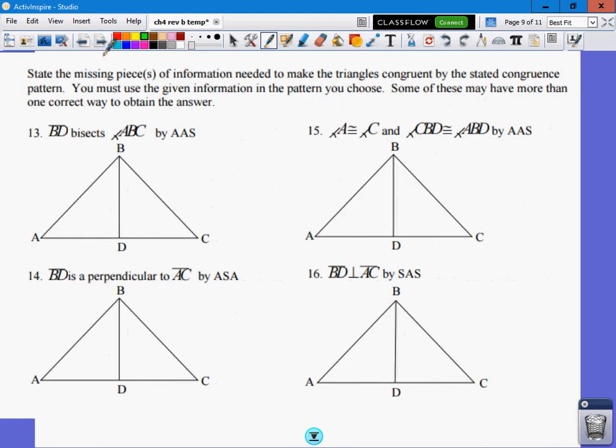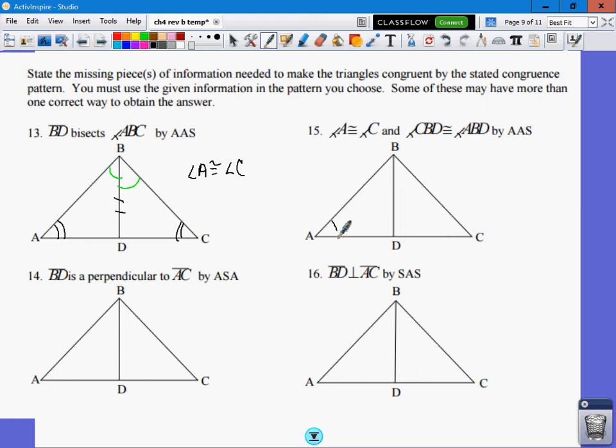Number 13 through 16, they're asking you to state what's missing to use this theorem to prove that the triangles are congruent. It says BD bisects angle ABC. If it bisects angle ABC, ABD and DBC would be congruent. I also know that BD is congruent to itself. I can see I have an angle and a side. I need to make sure that I have the non-included side, so I would need that angle A is congruent to angle C. And it's more than just marking it in the picture, it's actually making sure that we write that missing piece out to the side.